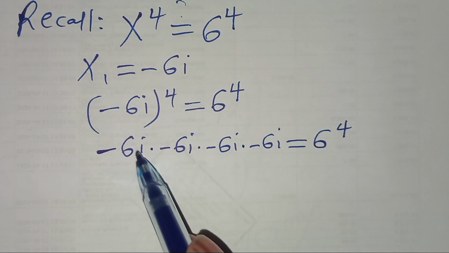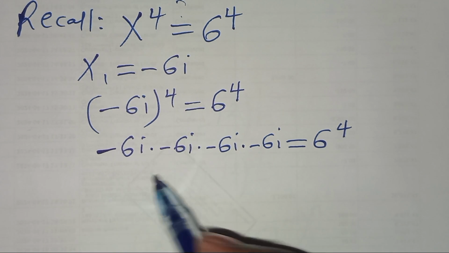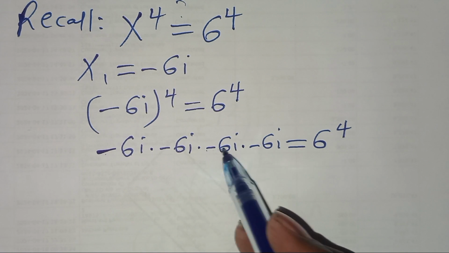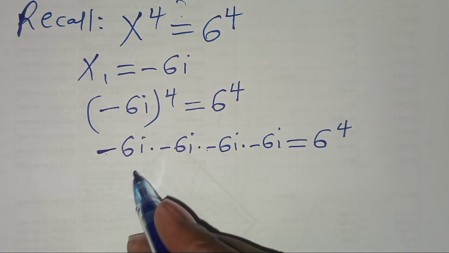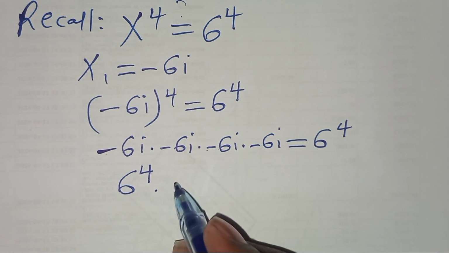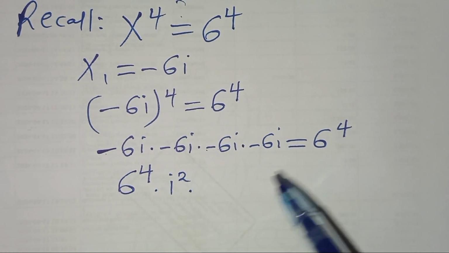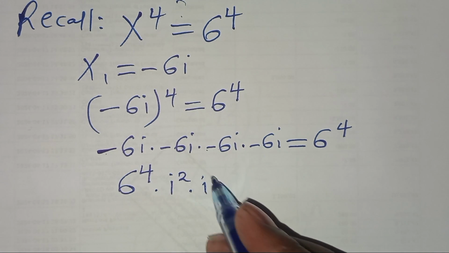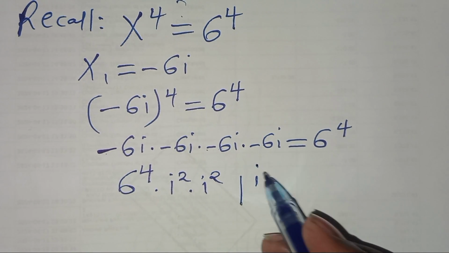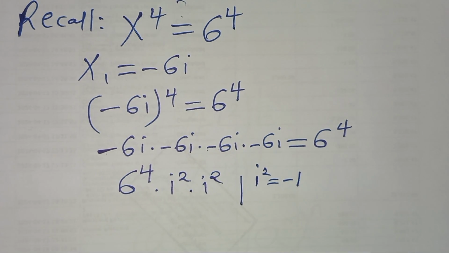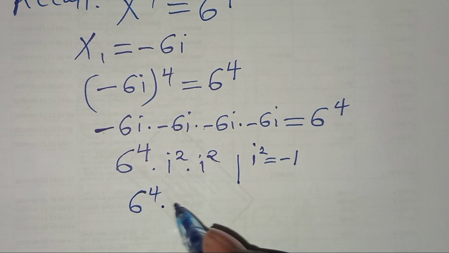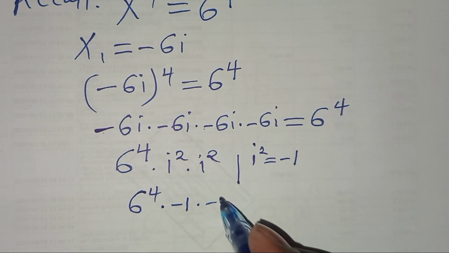In this case, we have i times i. Now, let's start with −6 multiplying by −6 multiplying by −6 multiplying by −6. This is 6 to power 4. Multiplying by i times i, this is i squared, multiplying by i times i, which is i squared. Okay? And given that i squared is definitely −1, this follows that this is 6 to power 4 multiplying by −1 times −1.